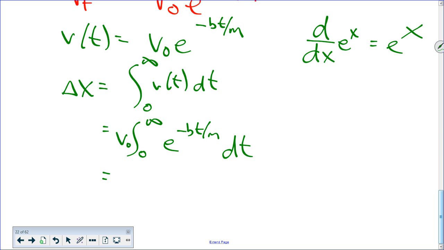Okay, so what thing do I take the derivative of that'll get me this? Well, it's got to be e to the negative bt over m, but if I take the derivative of that, you got to do stupid chain rule. Oh my god, I hate the chain rule. So what's the derivative of negative bt over m? What's the derivative of that? Negative b over m, right? So I got to get rid of it.